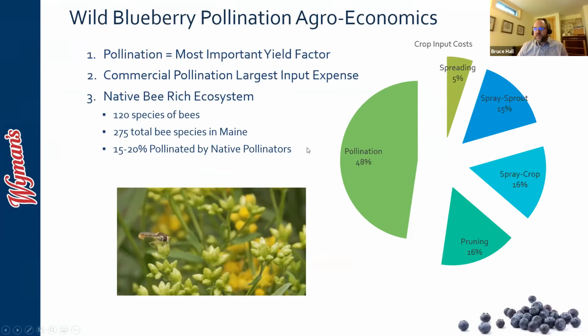Fortunately, though, we actually do have a very native bee-rich ecosystem. There's regularly around 120 species of bees found in our system. And in total, there's about 275 species of bees found in Maine. So nearly half of all bee species can be found in our one ecosystem. We know that in the background, there's a background level of pollination that is conducted by native pollinators, and we estimate that to be around 15 to 20%, broadly speaking. That varies quite a bit from one location to the next.